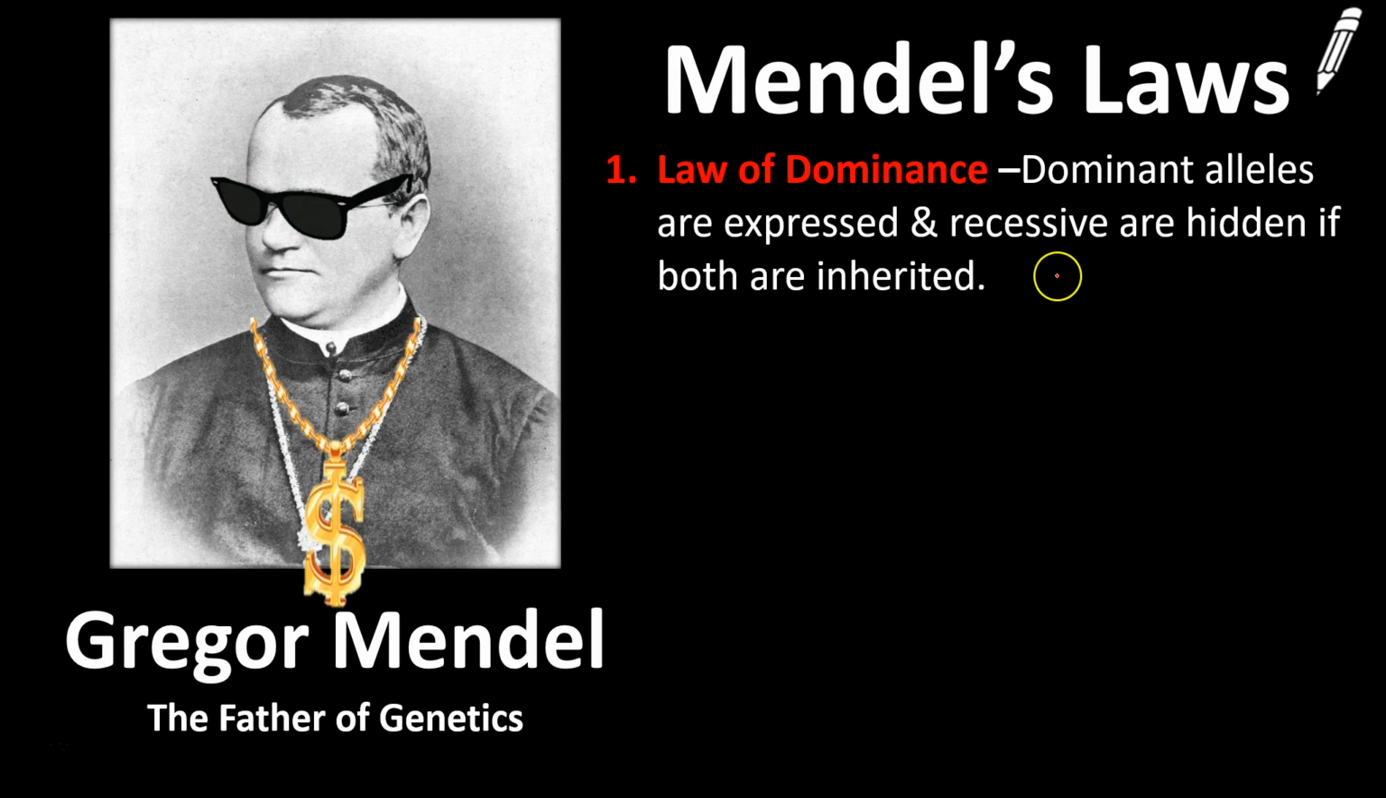Okay, so remember, if we're talking about tall pea plants, if we get a genotype of heterozygous, of a dominant and recessive allele, this dominant trait is shown, and the recessive allele is completely hidden. We can't see any trace of it, okay?